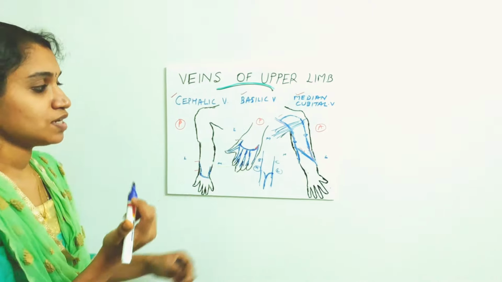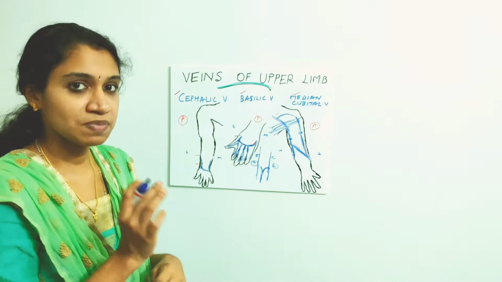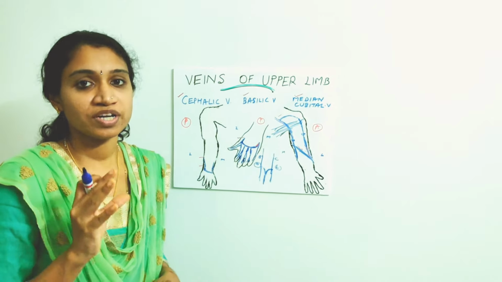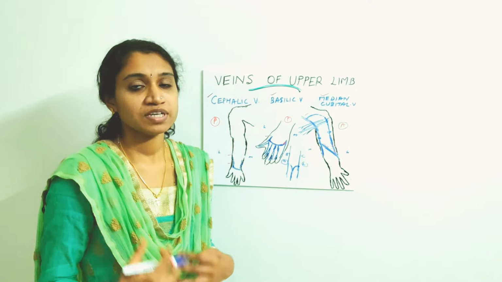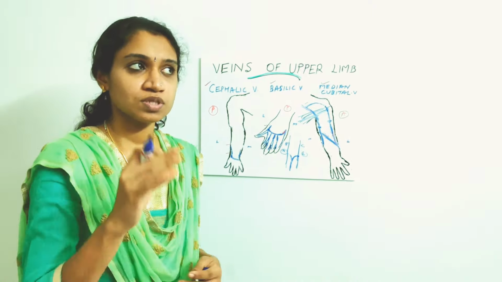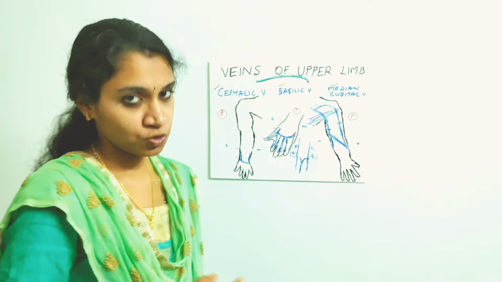Then again above the elbow, this basilic vein is related to a group of lymph nodes known as supratrochlear lymph nodes, or superficial cubital lymph nodes, or we can say epitrochlear lymph nodes. The importance is that in case of syphilis and all, this group of lymph nodes are enlarged. So that is an important relation related to the basilic vein.